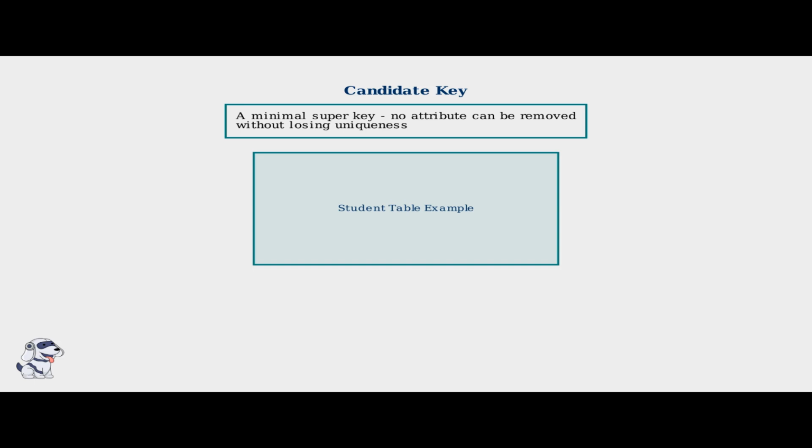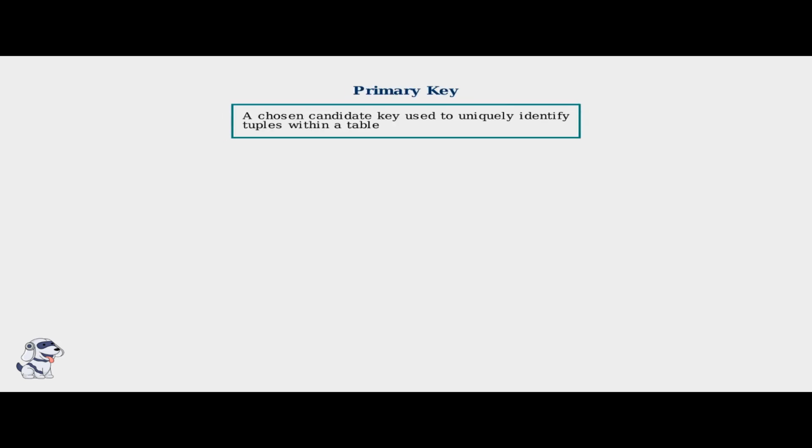This student table shows different types of keys clearly marked. From the candidate keys available, database designers choose one as the primary key. The primary key is the designated candidate key used to uniquely identify tuples within a table. Primary keys have special properties. They cannot be null, must be unique, and should remain stable over time. They serve as the foundation for establishing relationships between tables.